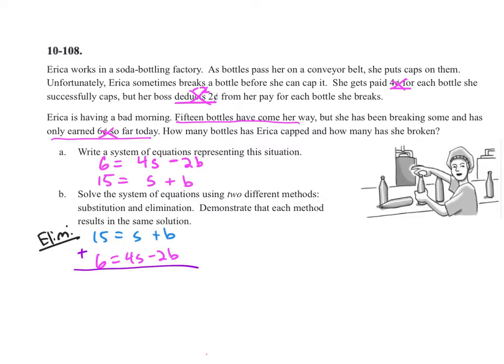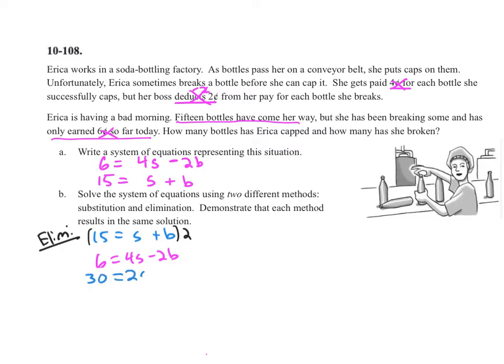So what that shows to me is that if I were to multiply this whole thing by 2, well, then I'd have 2 of my B variable and negative 2 of my B variable, which would then end up being the same thing. So what I'm going to do is just multiply this whole thing by 2, and then I can go through and add it. So this blue expression, I'm going to multiply the whole thing by 2 and turn it into 30.